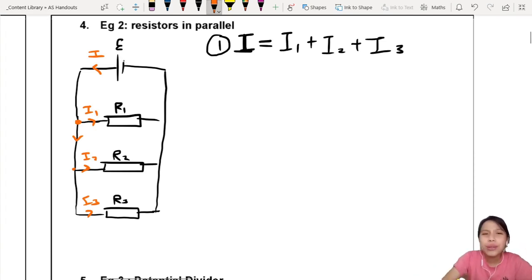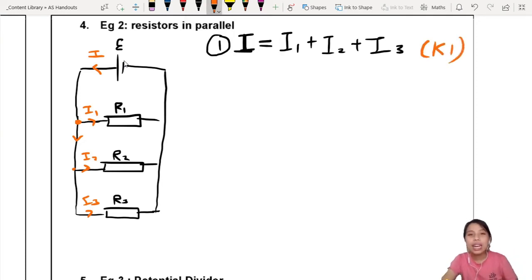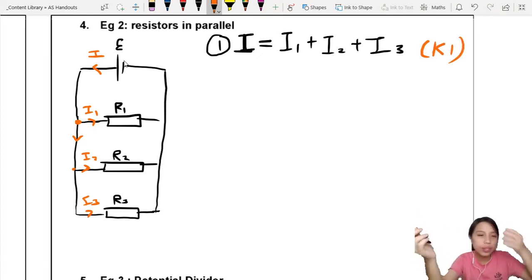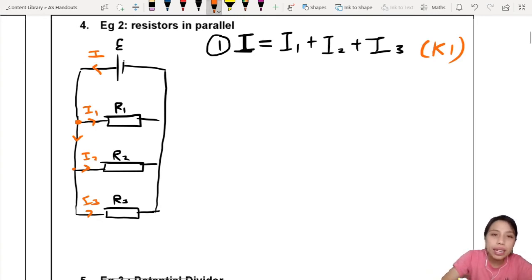This is what law? We have seen this before. This is Kirchhoff's first law. The current one, conservation of charge. Your charge has to go somewhere. So when they split out, you split. Then the second step, you might have guessed, we're going to do something similar also.